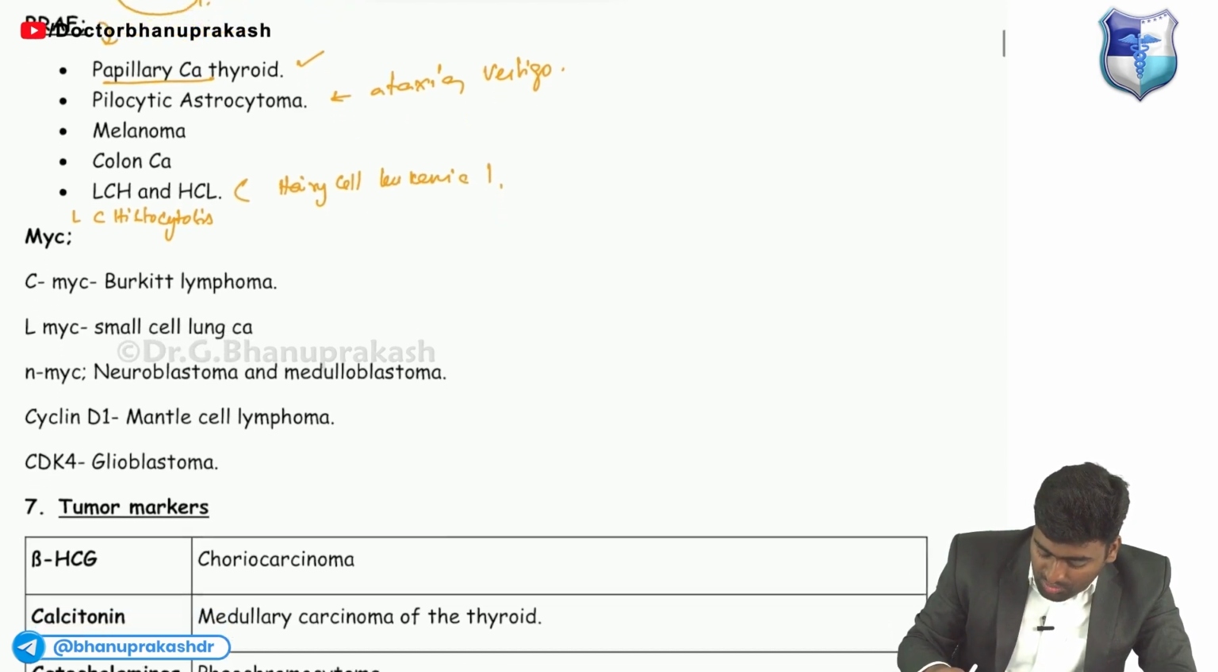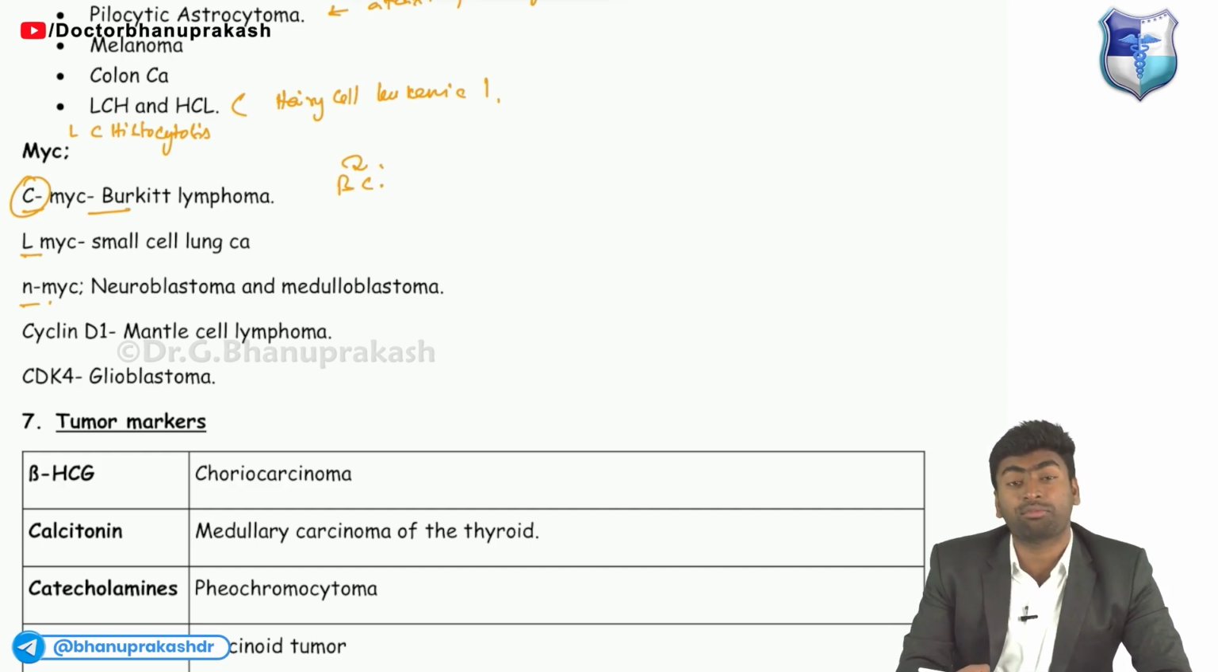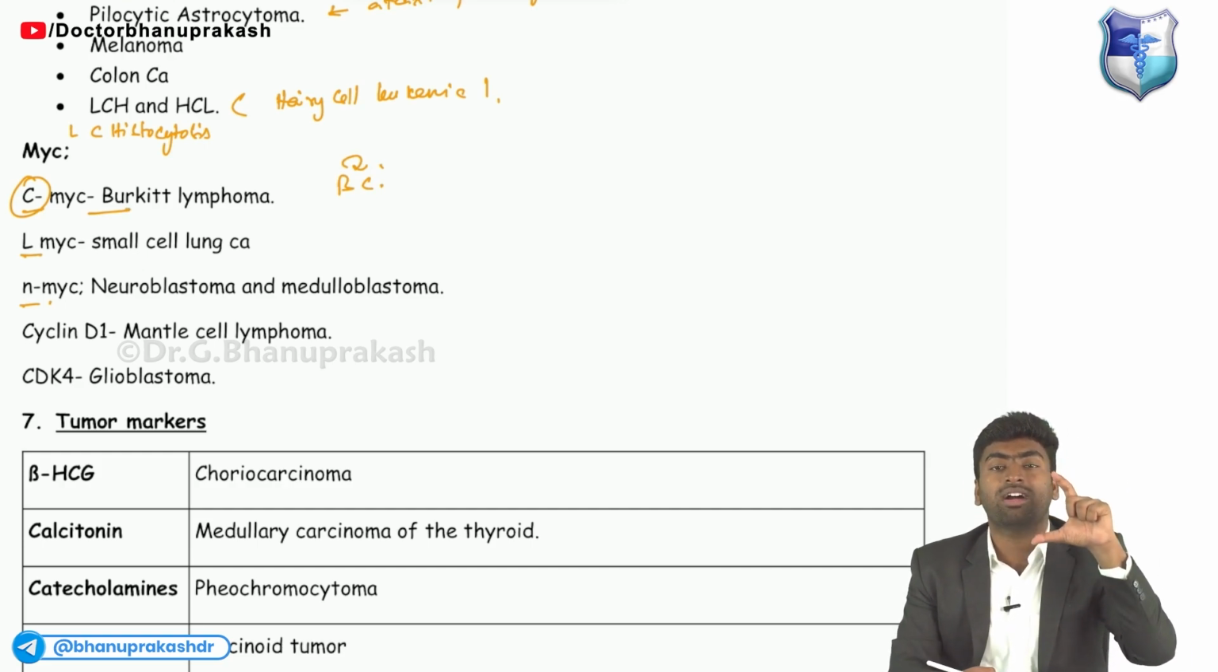Okay. Then about the MICs, there are 3 MICs you need to remember. Remember it is B, C, so after B, the C will come. So okay, Burkitt lymphoma: the first one is for Burkitt lymphoma.